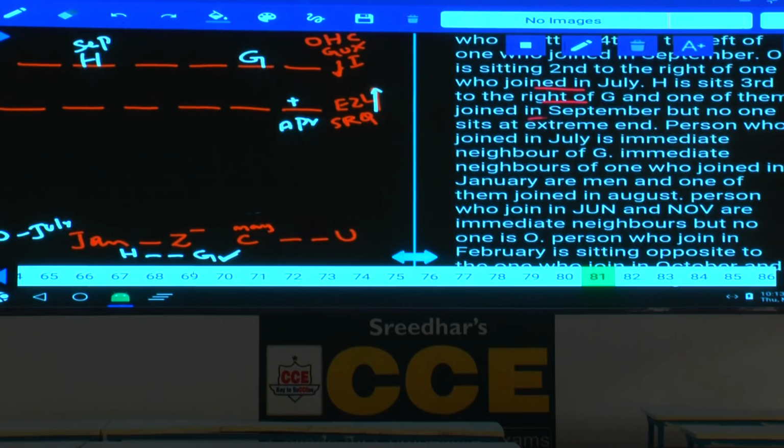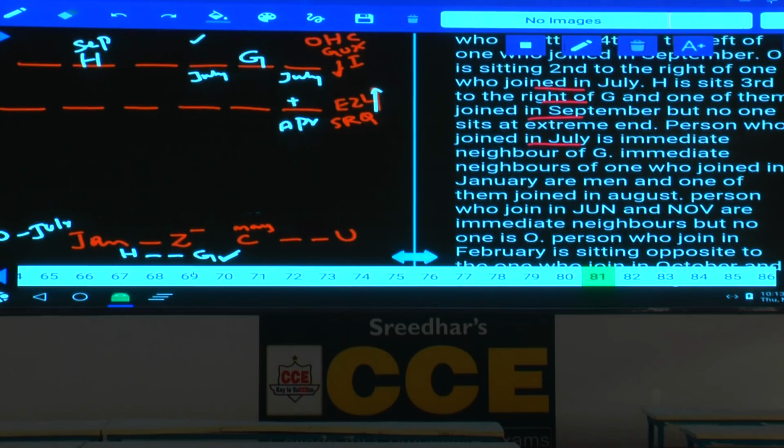And G and one of them September, but no one seated at the extreme end. The person who joined in July is an immediate neighbor of G. July can be either here or here. How many possibilities? Two possibilities. Out of which, tell me whether July can be here or not.